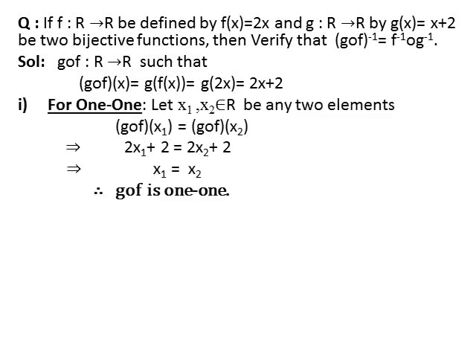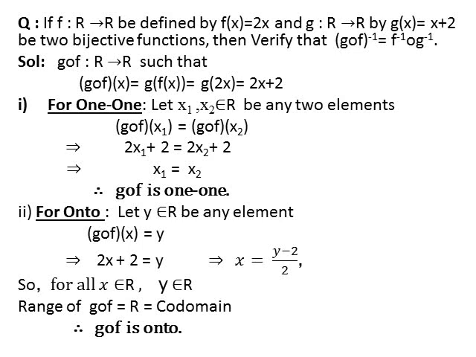For one-one, let x1, x2 belong to R. So g of f(x1) equals g of f(x2). It implies that 2x1 plus 2 equals 2x2 plus 2. Solving this, we get x1 equals x2. Therefore, g of f is one-one.